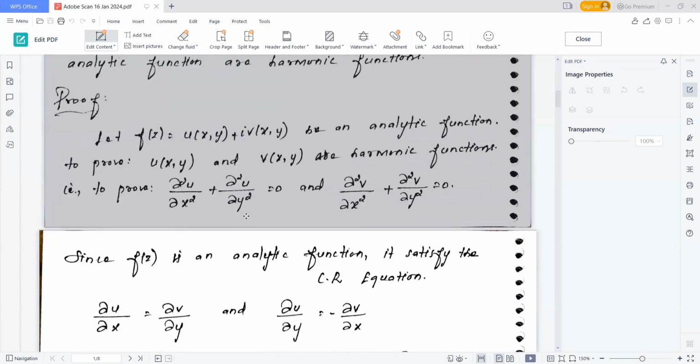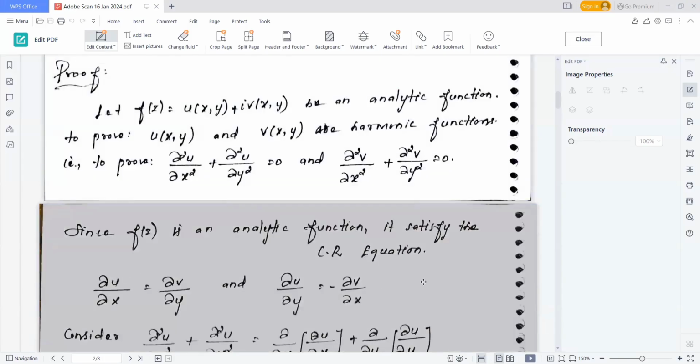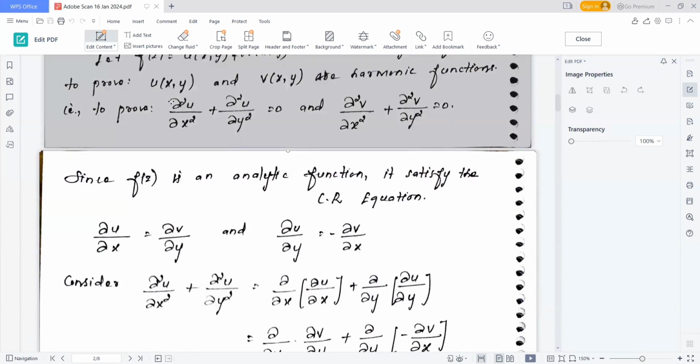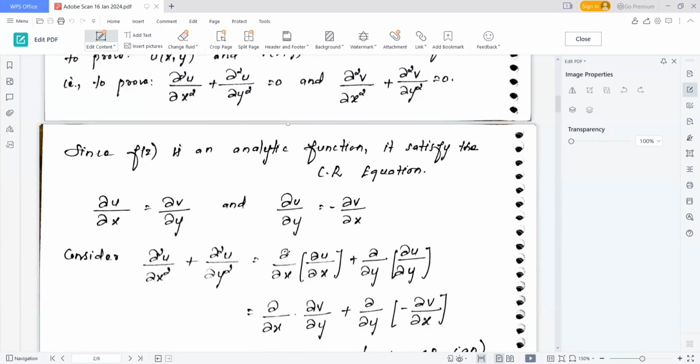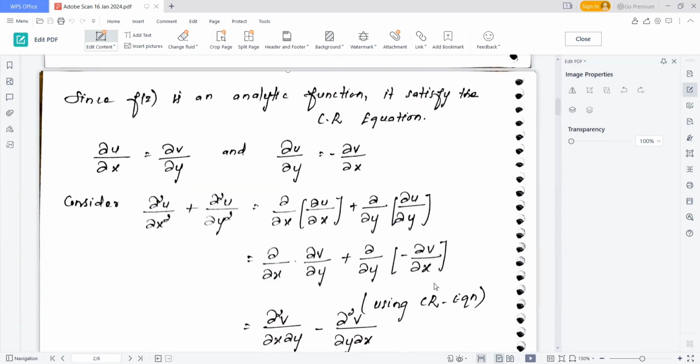Since f(z) is analytic, we know that it satisfies the Cauchy-Riemann equations. That is, u_x equal to v_y and u_y equal to minus v_x. Now we consider ∂²u/∂x² plus ∂²u/∂y² and prove that this value is equal to 0. ∂²u/∂x² can be written as ∂/∂x of ∂u/∂x, plus ∂²u/∂y² written as ∂/∂y of ∂u/∂y. Using the CR equations, ∂u/∂x becomes ∂v/∂y and ∂u/∂y becomes minus ∂v/∂x.